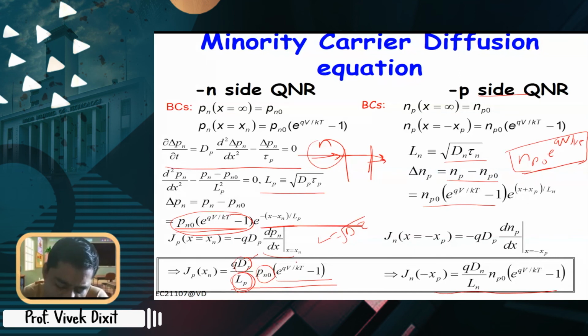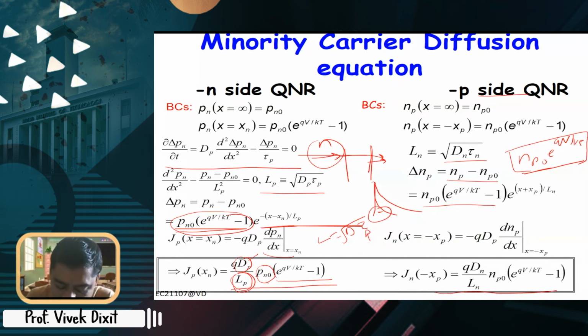So if you want to reduce the L, what will happen if you reduce the L? The slope will increase, right? So the slope will be much higher here, and the current will be much higher here. So if you reduce the diffusion length, you will have more current. You can reduce this by reducing the carrier lifetime.